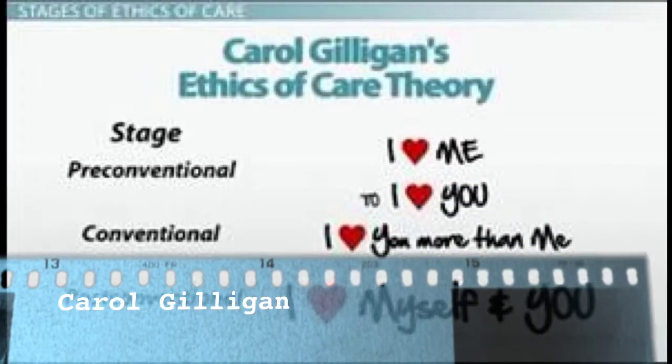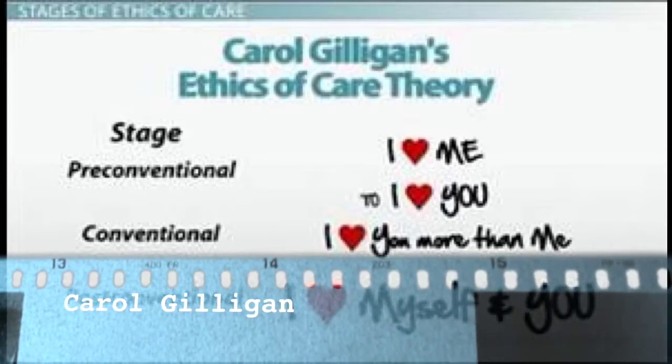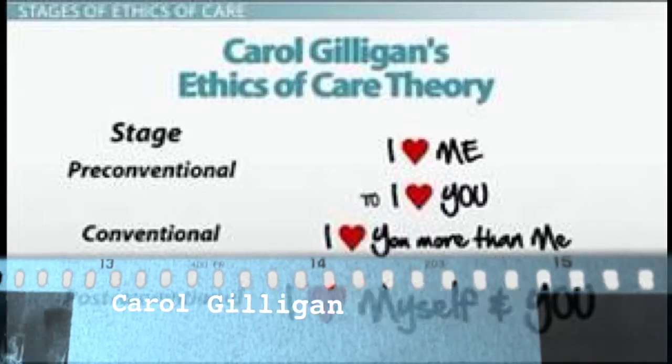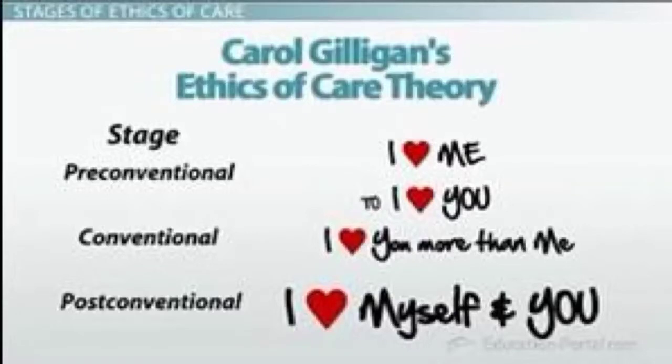Psychologist Dr. Carol Gilligan breaks it down in terms that are easier to understand. She explains that in the pre-conventional stage, our students are dealing with how much they love themselves, and then they transition to how much they love us. In the conventional stage, they begin to understand that they love other people more than themselves. In the post-conventional stage, they decide that they love themselves and they love the people around them. In this way, they base their ethical decisions on these principles based on their developmental levels.